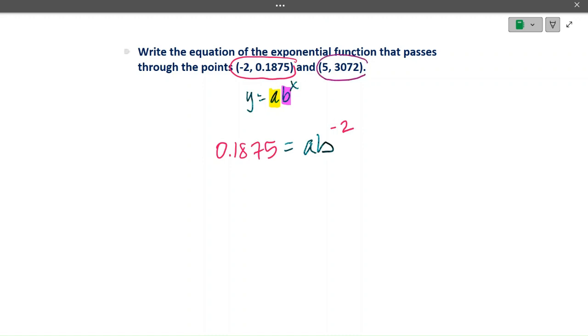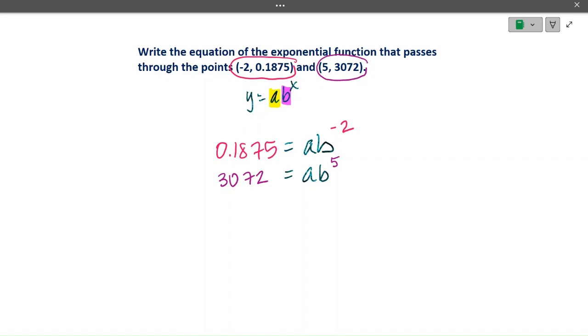And now I'm going to do the same thing with my second point. So everywhere I see y, I'm going to put 3072 equals a times b, and then in for the exponent goes x, which is 5 in this case.